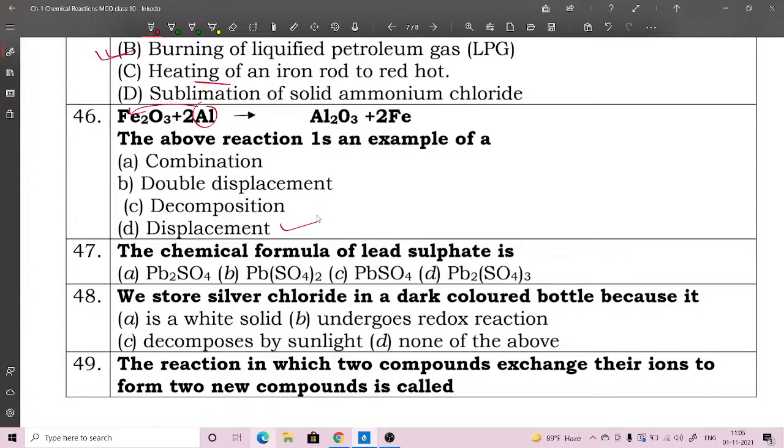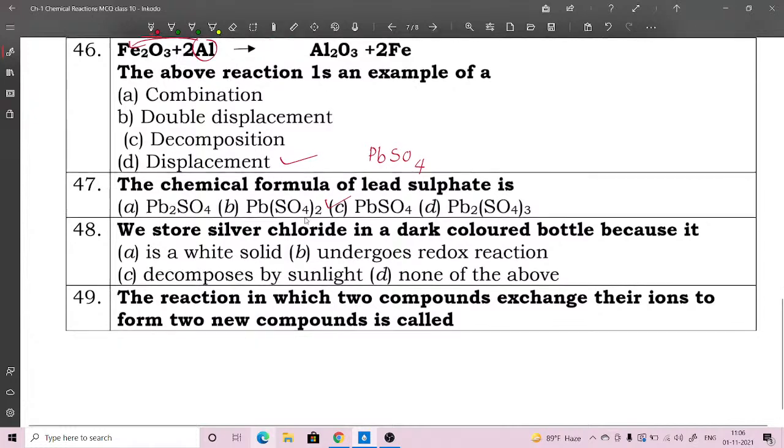Let us move on to question number 47. The chemical formula of lead sulfate is, what's the correct formula? Lead Pb, sulfate SO4. Okay, the options are Pb2SO4, PbSO4 twice, PbSO4, Pb2SO4 twice. So the correct option is C, PbSO4.